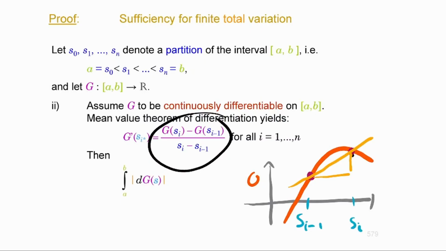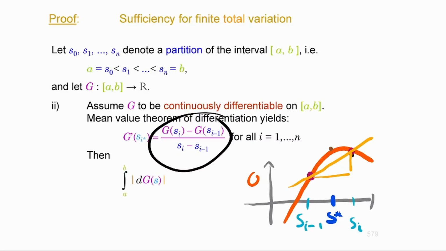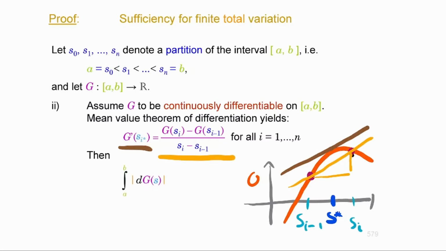Now, the mean value theorem implies that there is some point between the two. Let's say over here, okay, which I refer to as S asterisk, between the two, somewhere, at which the derivative is equal to the slope of the yellow line. You understand it now, okay? So the brown one, which is actually this part, and I'm talking about the slope, right? So I'm talking about the slope of the brown line, and the slope of the yellow line are equal. This is basically what it means, okay?